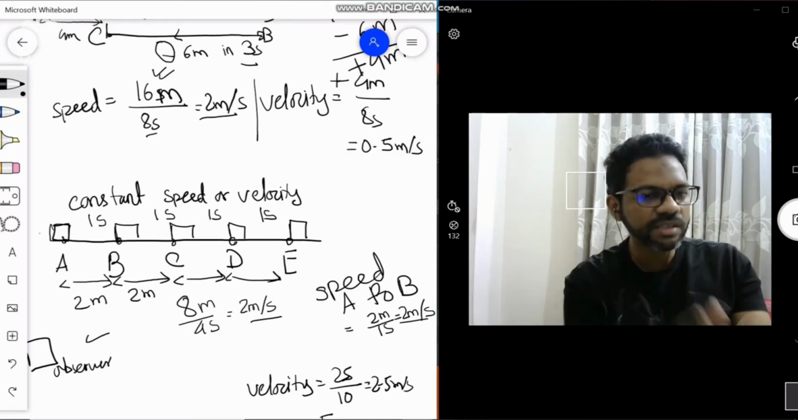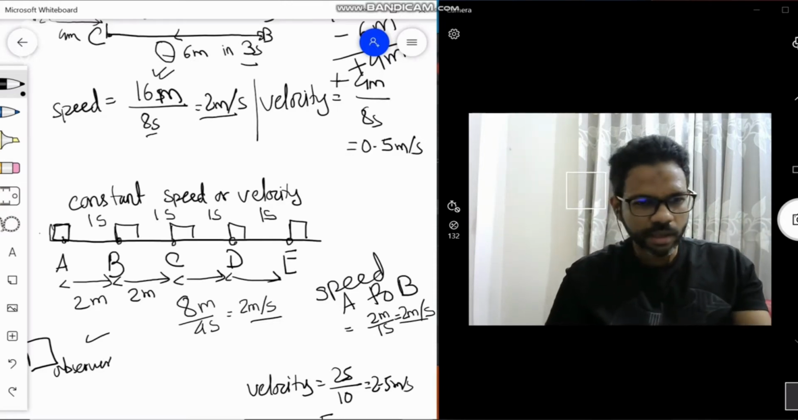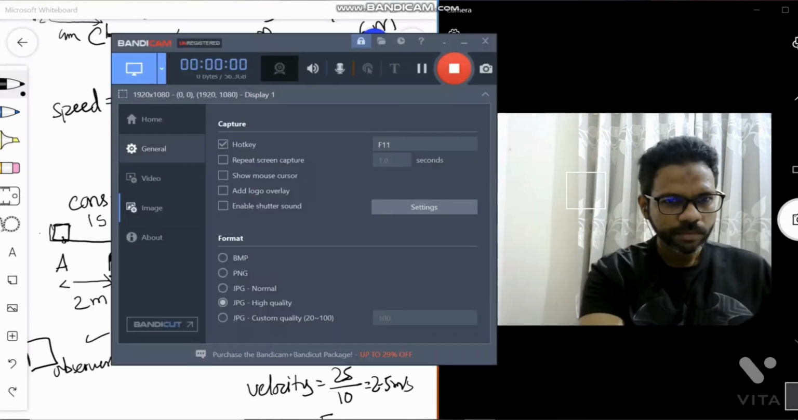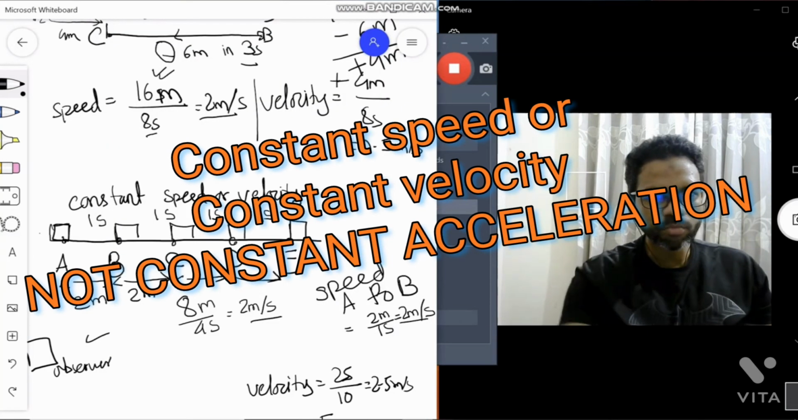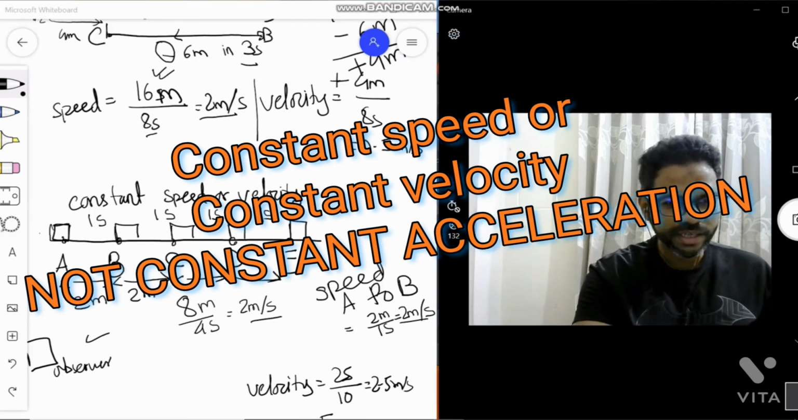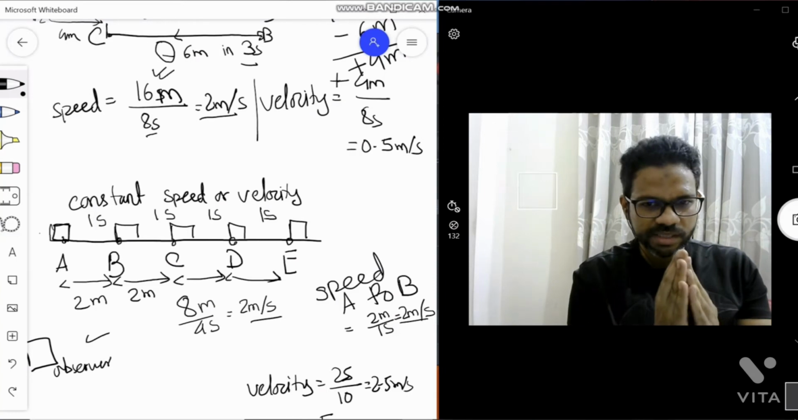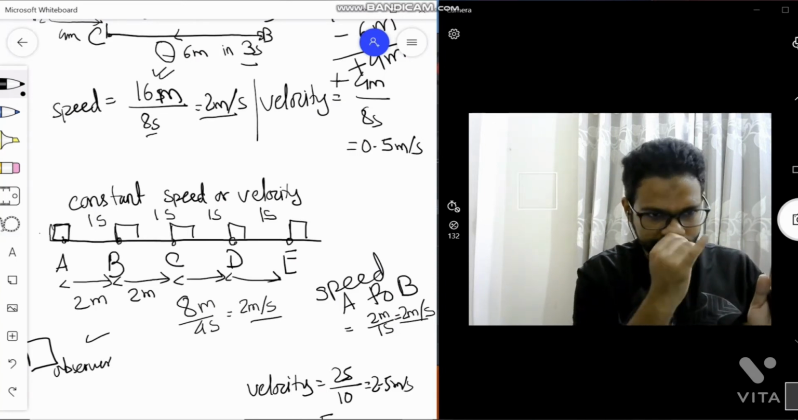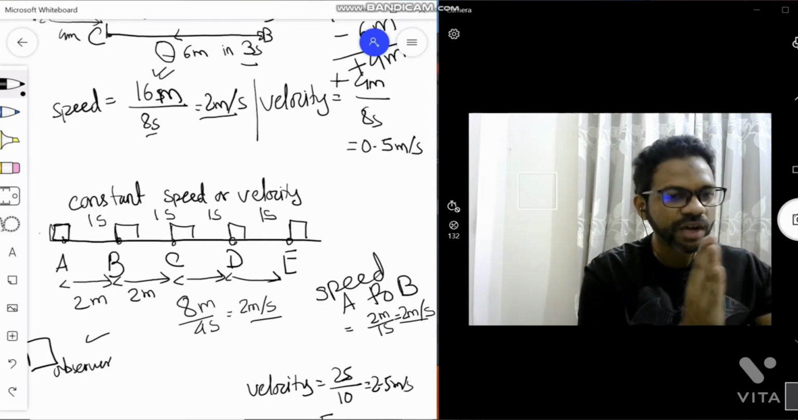If you try to find the speed from B to C, again you will find it to be 2 meters per second. So an object is said to be moving with a constant velocity, or constant speed, only if the object covers the same distance after every 1 second. That is, in this case, the object is covering 2 meters after every 1 second.